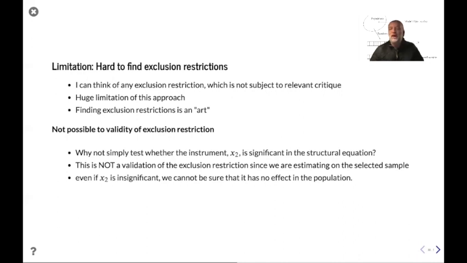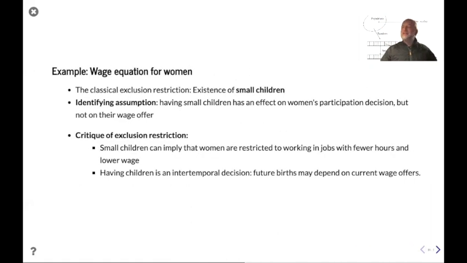Well, you can't do that, right? Because this is not a validation of the exclusive restrictions, because we are estimating on the selected sample. So even if X2 was insignificant, we can't be sure that it has no effect in the population. Maybe it has an effect on the part that was not selected. So that's not really a valid exercise. In that sense, you have to rely on assumptions here. And that's, again, a problem of identification. You need to add additional assumptions.